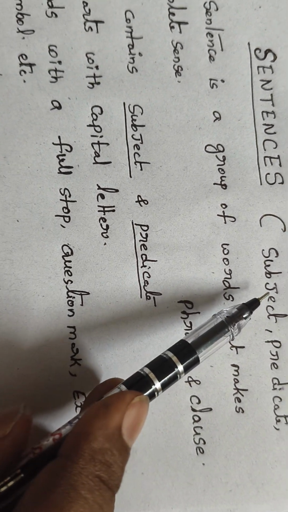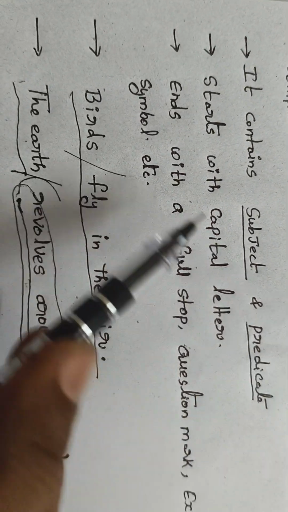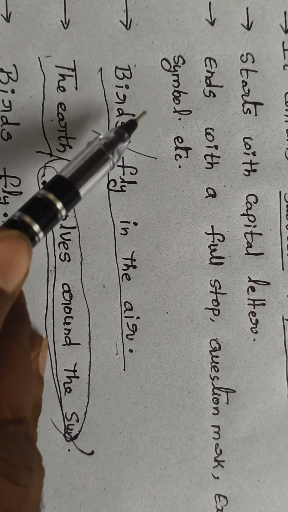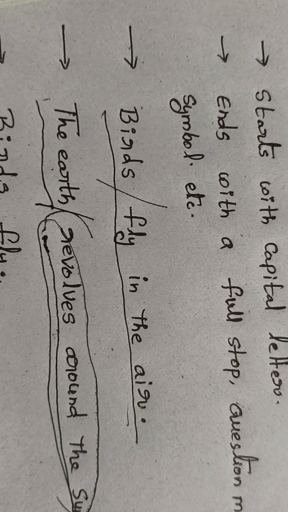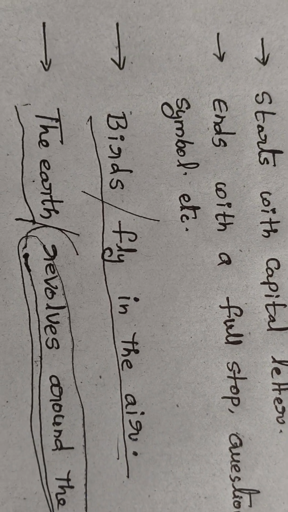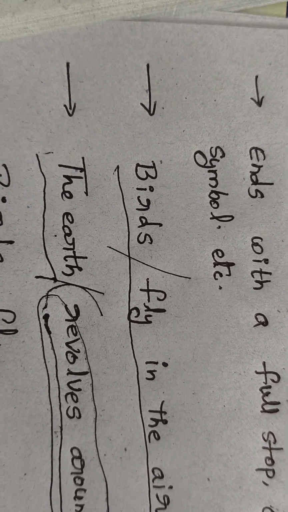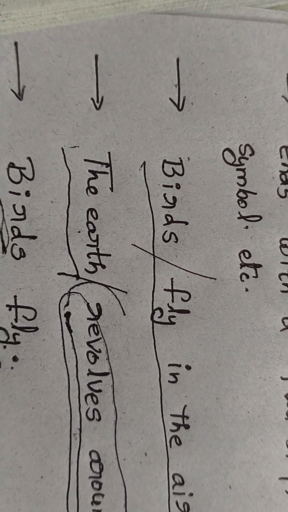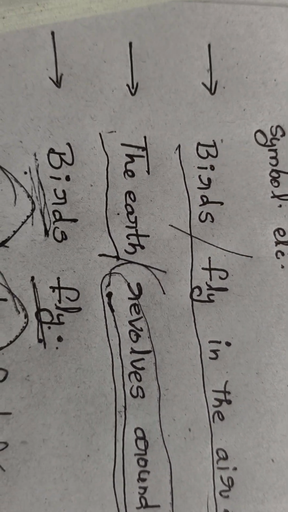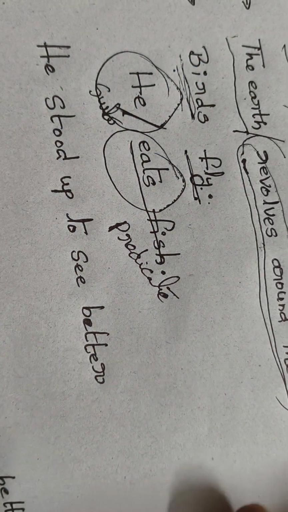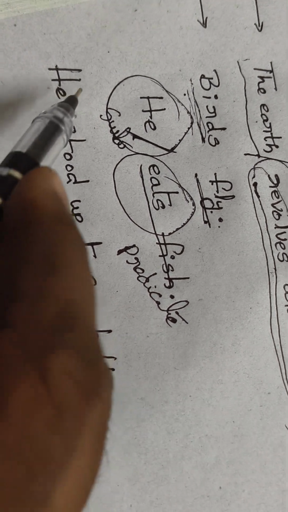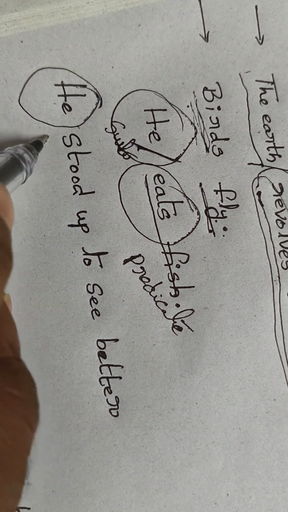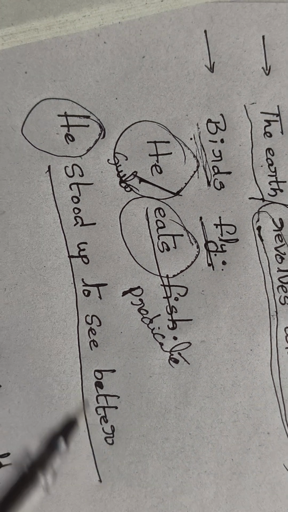Once again, the subject is what we are going to talk about. Subject means what we are going to talk about. This is a group of words or a single word. Understand? For example, here: he stood up to see better. What is the subject here? He. The remaining part is called the predicate.